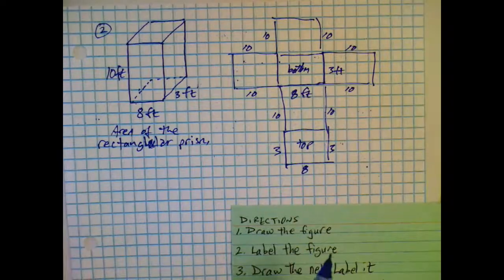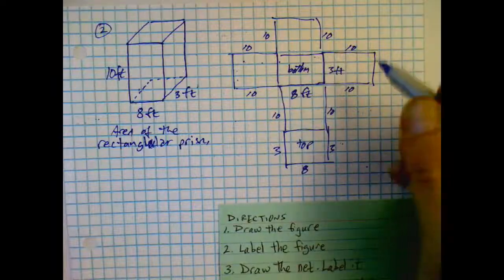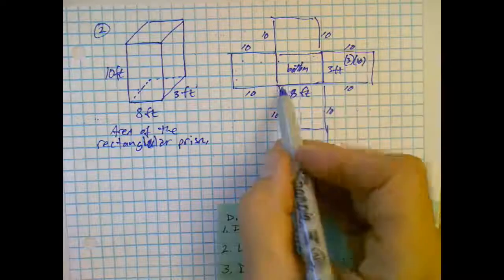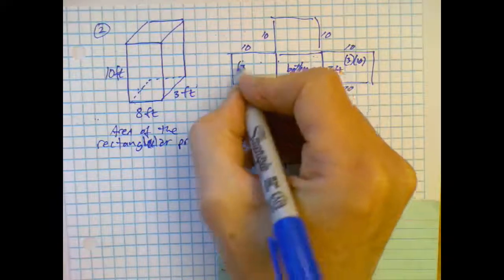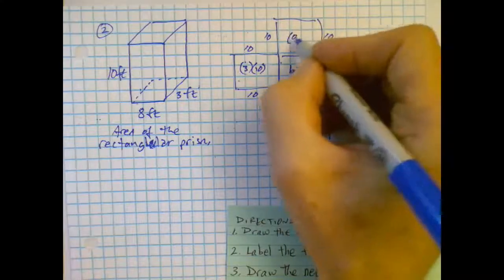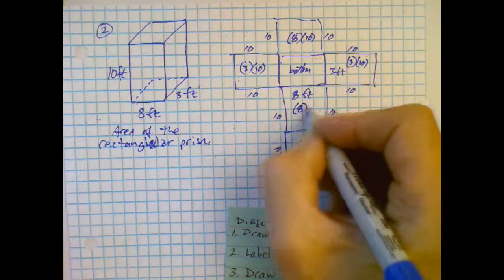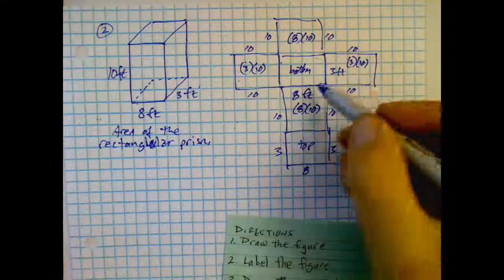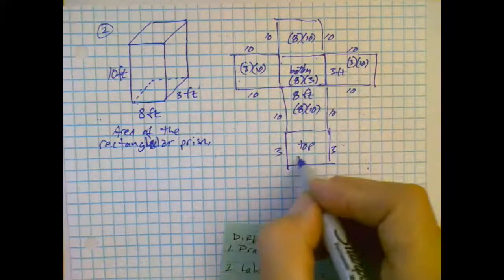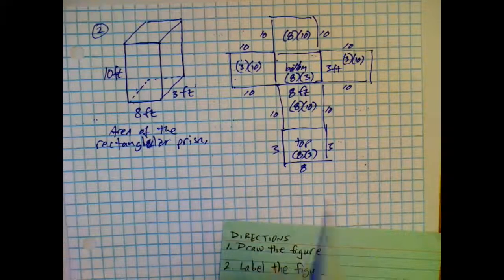So in words, what do I have? I have rectangles. This rectangle here is 3 by 10, and so is this rectangle. This rectangle here is 8 by 10, and this rectangle here is 8 by 10. My bottom is 8 by 3, and my top is also 8 by 3. So there are the areas for each individual rectangle.